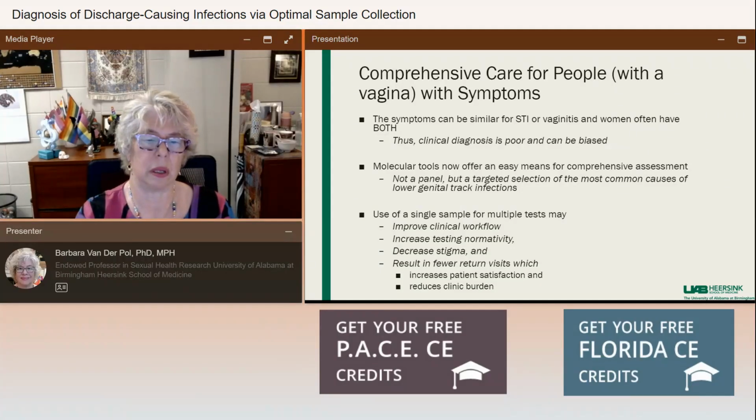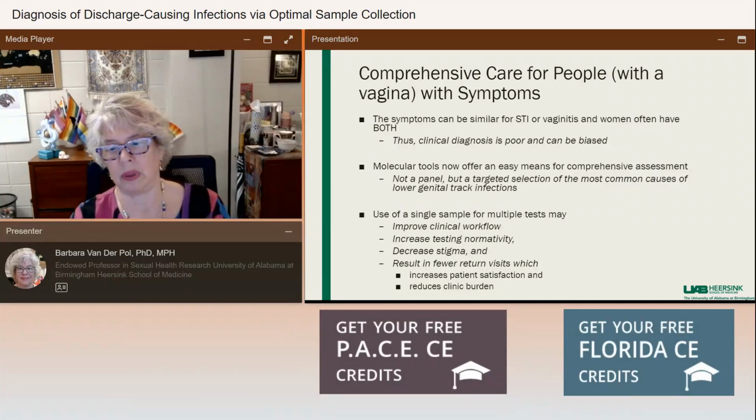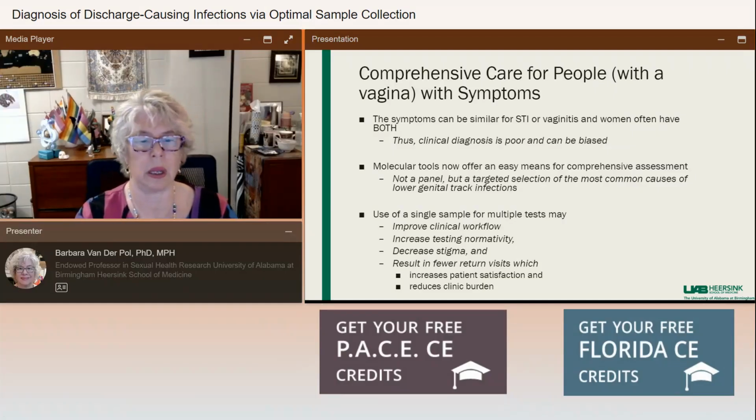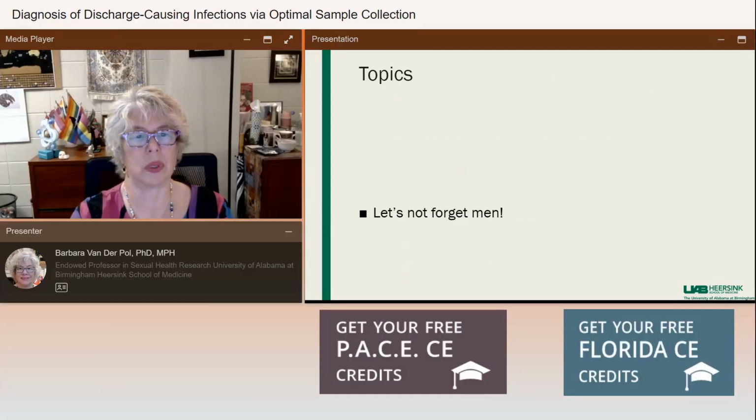But also from the clinical perspective, it results in fewer return visits because instead of treating somebody for chlamydia and having them come back in a week because their BV symptoms are still there, or treating them for BV and they come back in a week because they've got gonorrhea, we can actually treat them for everything they have all at once. This increases patient satisfaction because they don't have to pay extra bills, they don't have to take extra time off work, and it reduces the burden on crowded clinics. So all the way around, this is a positive strategy for managing people that have symptoms.